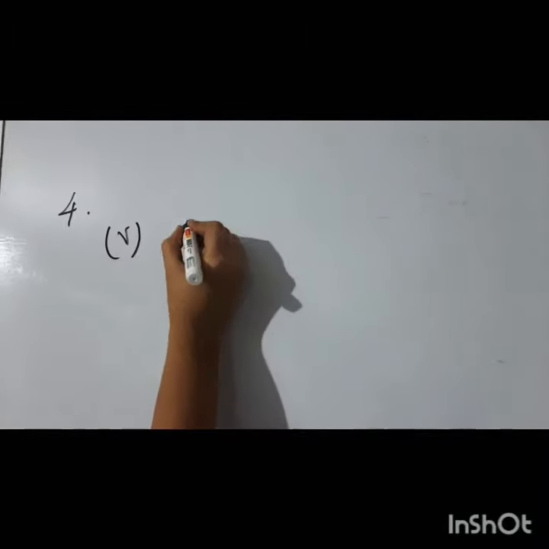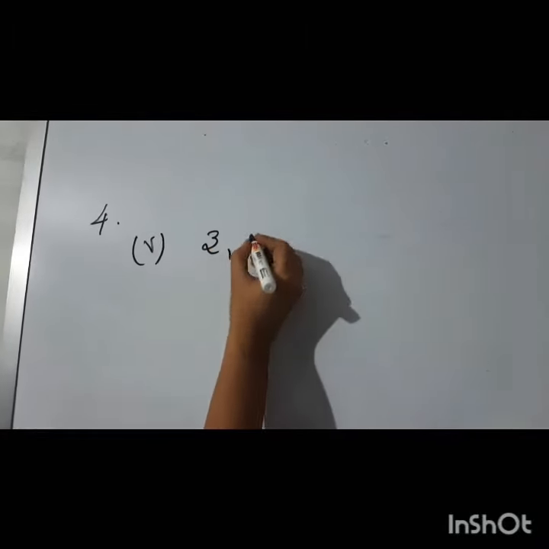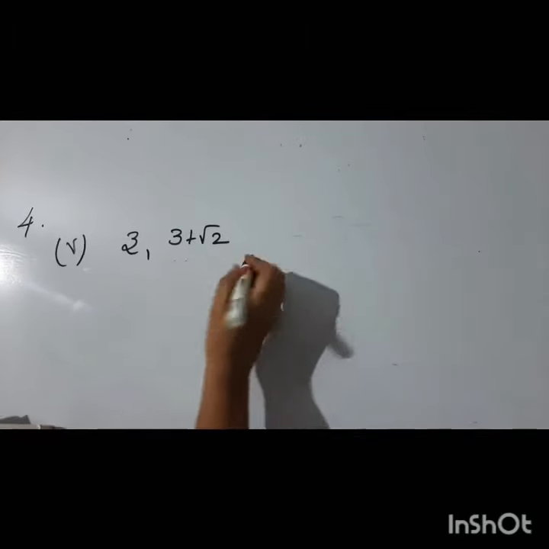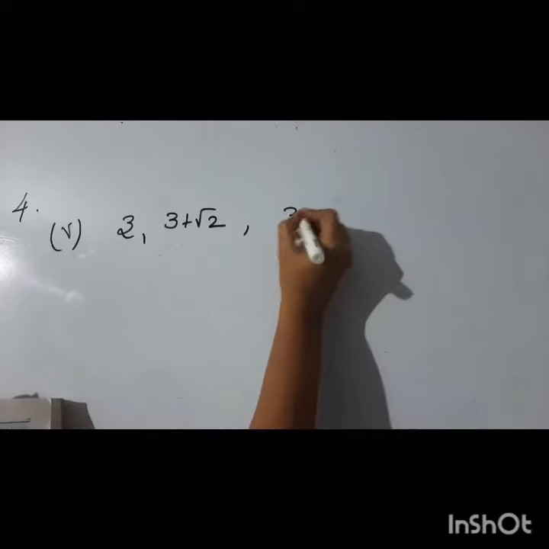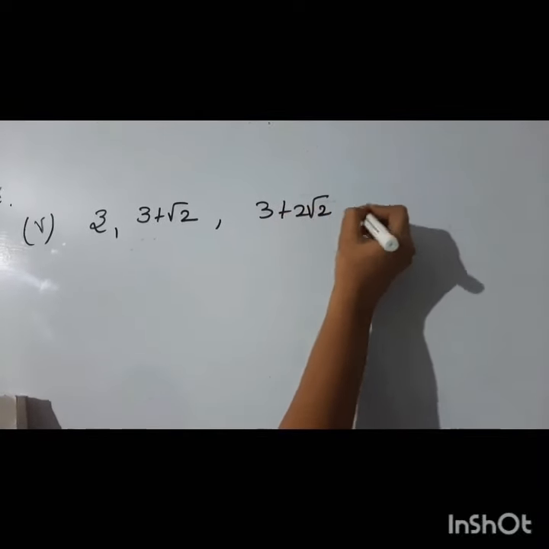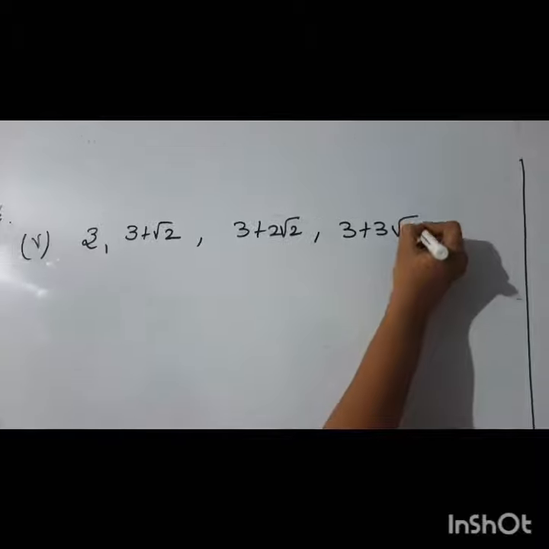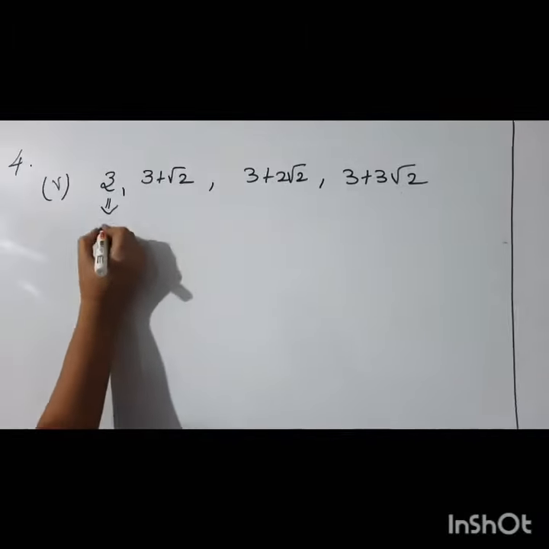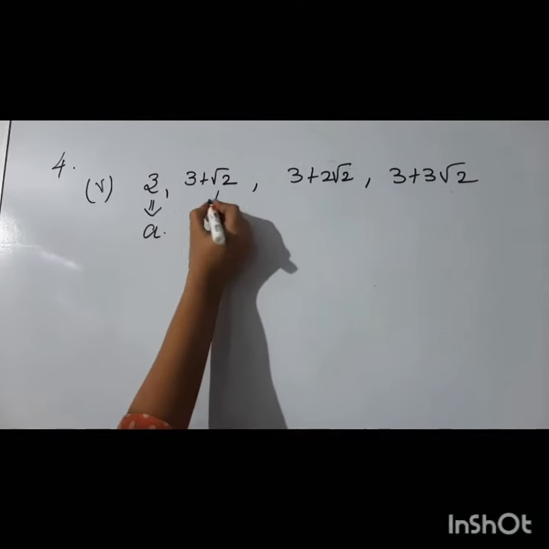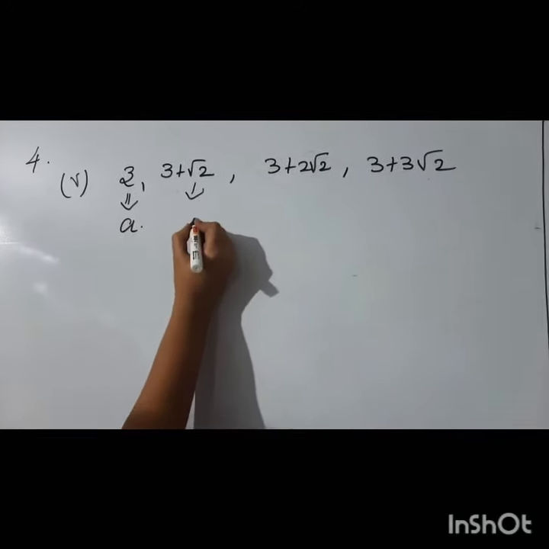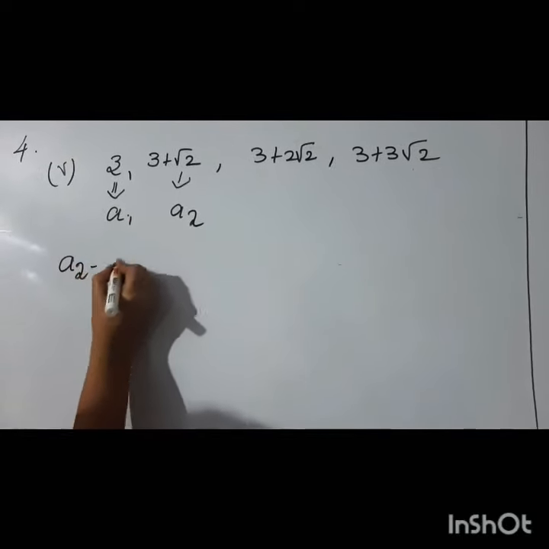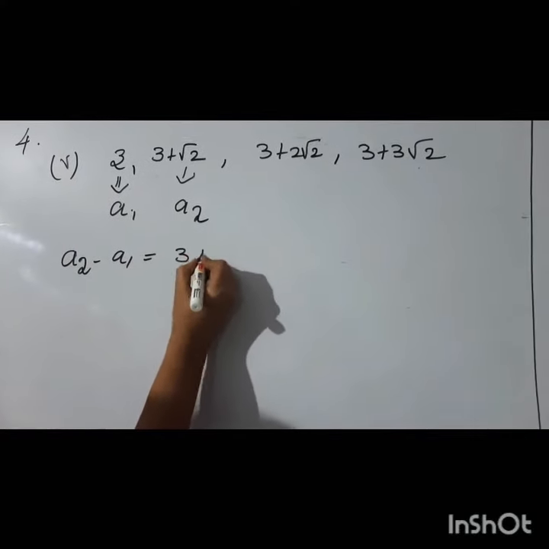Now I am going to do subdivision 5. What is the list of numbers given here? 3, 3 plus root 2, 3 plus 2 root 2, 3 plus 3 root 2. First, let us consider the given first number as A1, and the second number as A2. Subtract A1 from A2 and find out what you are getting.